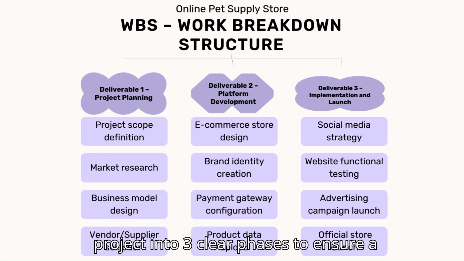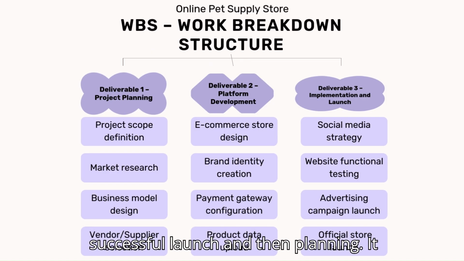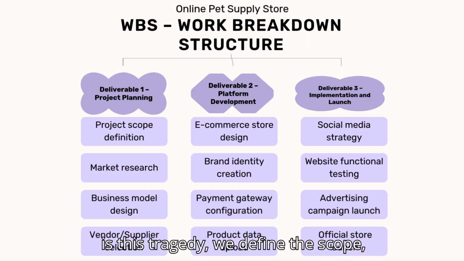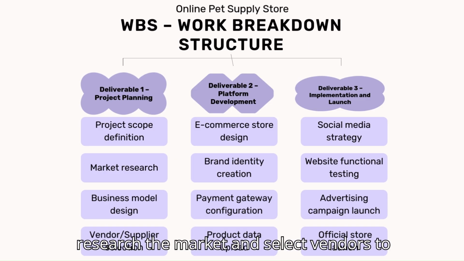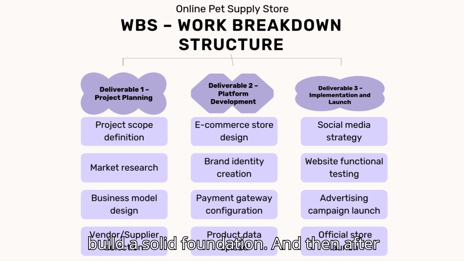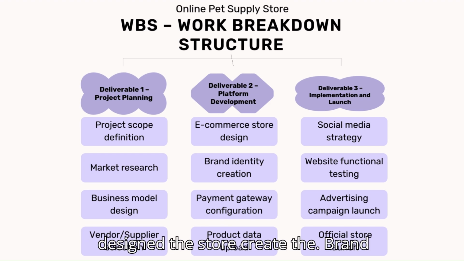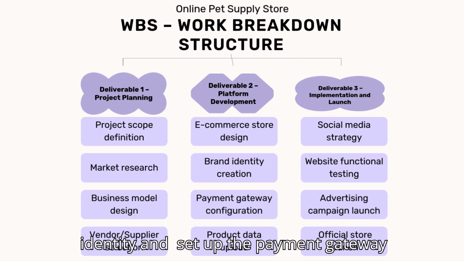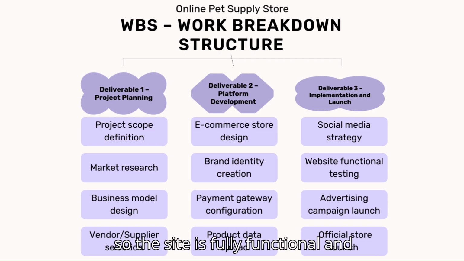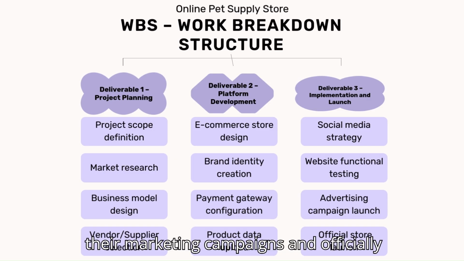ensure a successful launch. First, planning, it is the strategy. We define the scope, research the market, and select vendors to build a solid foundation. Then, as the second phase, we have development. It is the build. We design the store, create the brand identity, and set up the payment gateway so the site is fully functional. And finally, we have the launch. It is the execution. We test everything, run the marketing campaigns, and officially open for business.